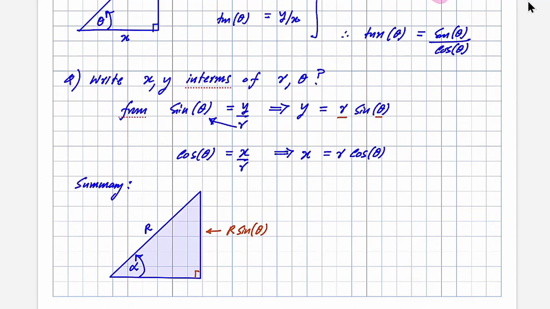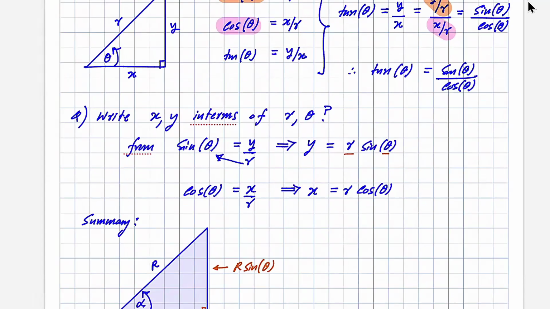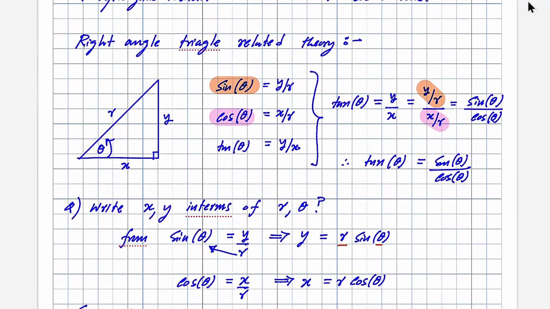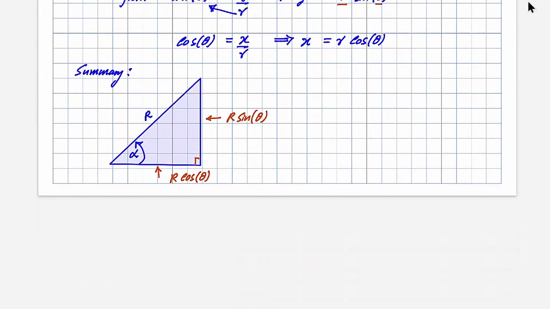So similarly, x you can write r cosine theta. Similarly, you can write this as r cosine theta. Good? So this is very important. So this is the beginning. Okay. So now let's go to the Pythagoras theorem now, right?